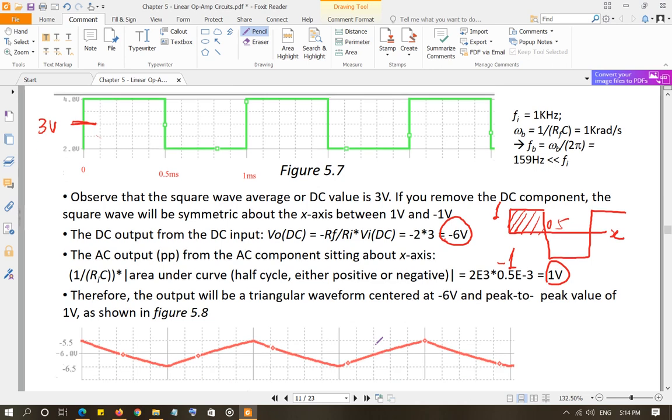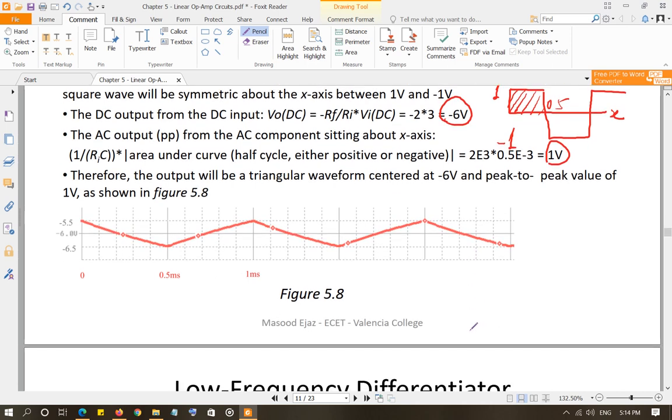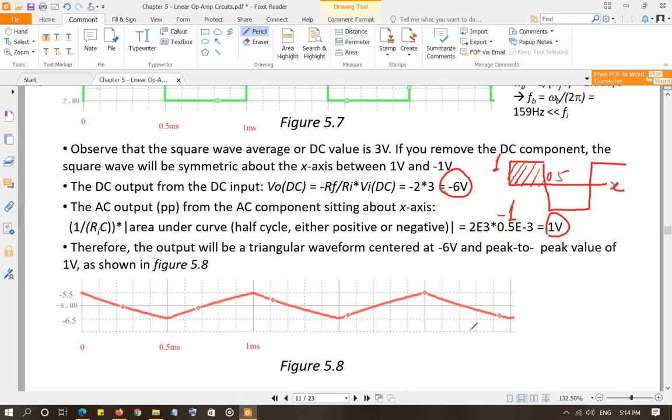So the output is going to be centered at -6. 1 volt peak to peak means it's going to go 0.5 volt above -6 and 0.5 volt below -6, so from -5.5 to -6.5. So this is how you can determine the output of an AC integrator. In the next video, we're going to discuss the differentiator and the low frequency differentiator.